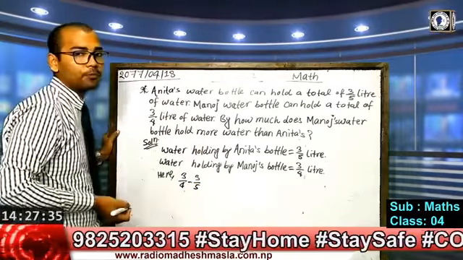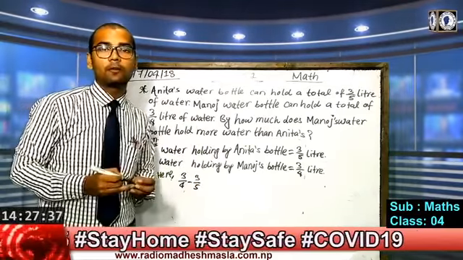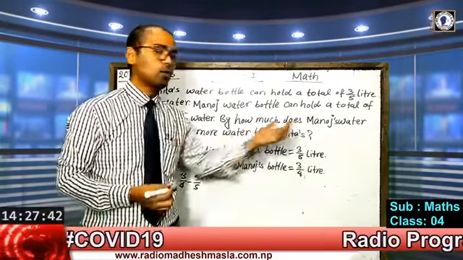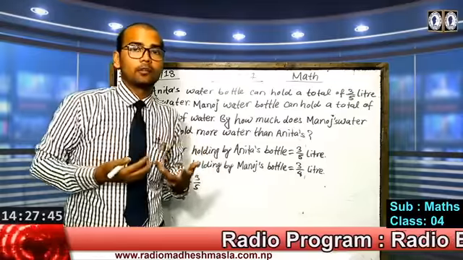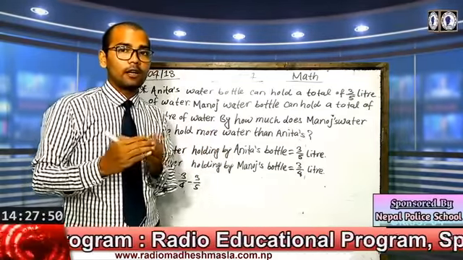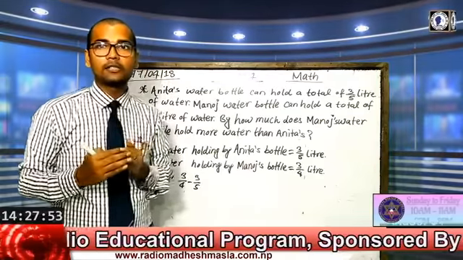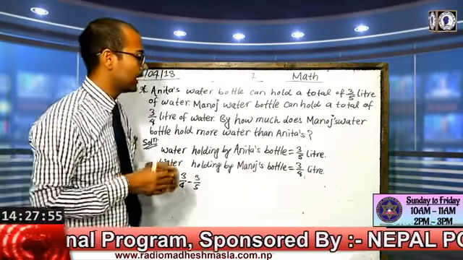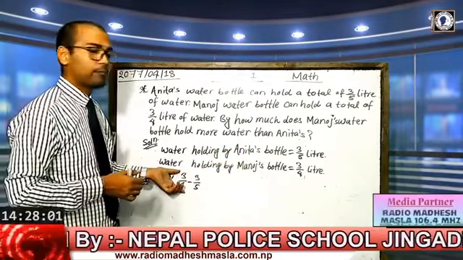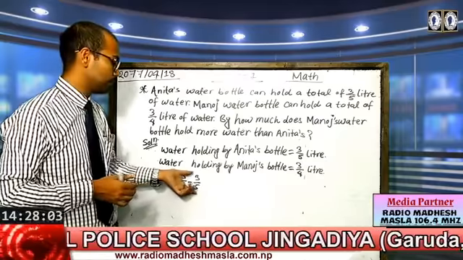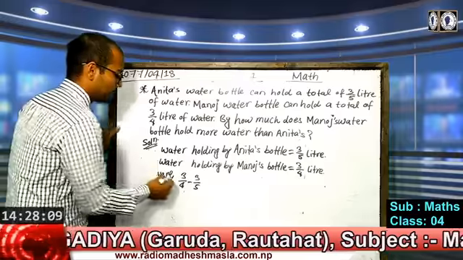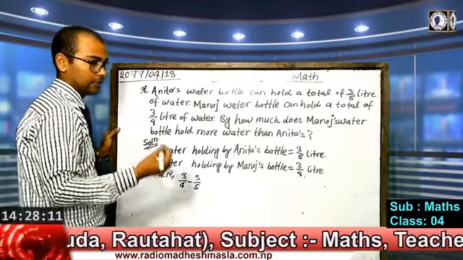And as you know, we should subtract the smaller from the greater or bigger. According to the question, Manoj's water bottle holds more water than Anita's water bottle. It means Anita's water bottle is smaller than Manoj's. So we should subtract from the holding capacity of Manoj's water bottle that of Anita's water bottle. Here, these are also unlike fractions, so we can take the LCM.